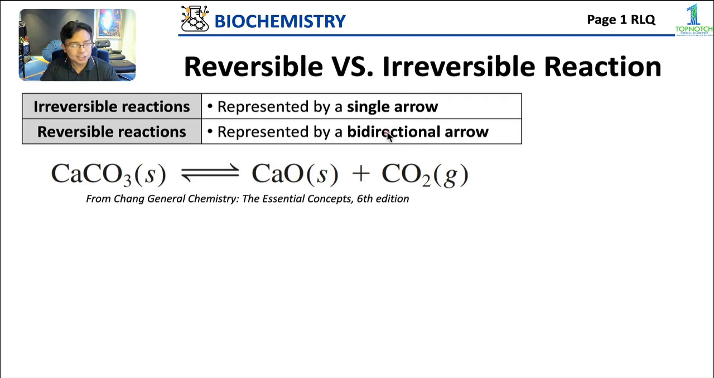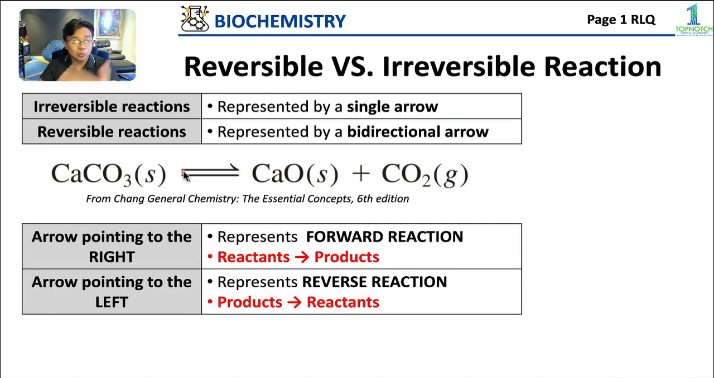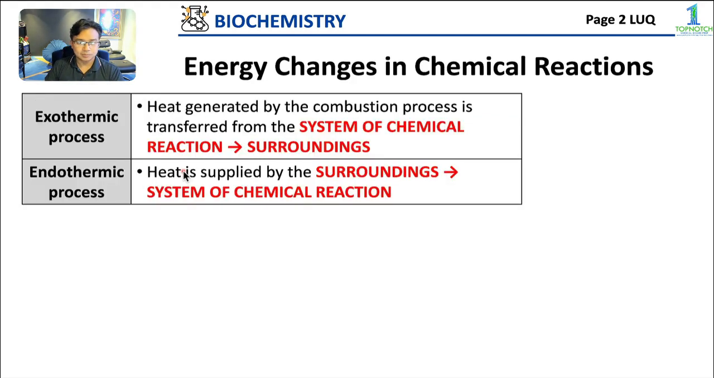But reversible reactions are represented by a bidirectional arrow, one arrowhead pointing to the right side, one pointing to the left side. Now, the arrow pointing to the right side represents a forward reaction, wherein the reactants become the products, while the arrow pointing to the left side represents the reverse reaction, the products becoming the reactants, back to its original form. Now, let's talk about the movement of thermal energy between the chemical reactions and its surroundings.